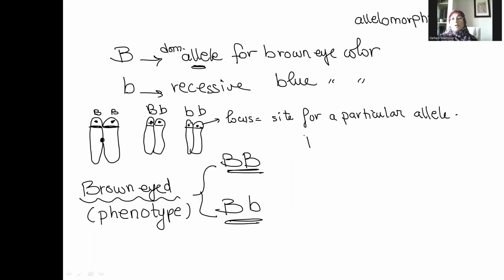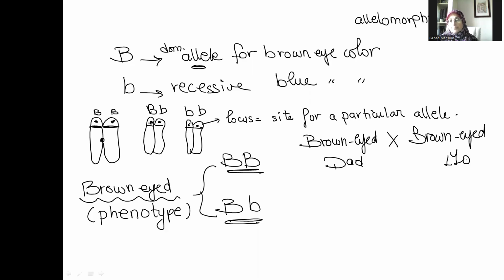Now, if you have two brown-eyed individuals, so you have a brown-eyed dad that is married to a brown-eyed mom, okay? Now, if I tell you that this couple, the husband and the wife, have a blue-eyed individual, then this blue-eyed individual is small b small b. For that baby to be small b small b, he should have received a small b allele from his mom and a small b allele from his dad.